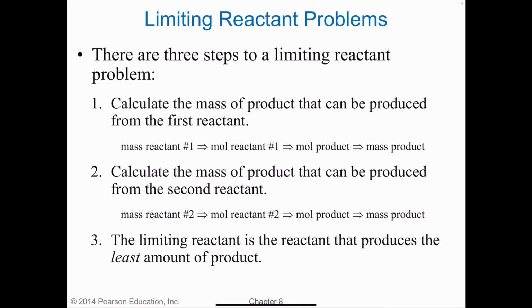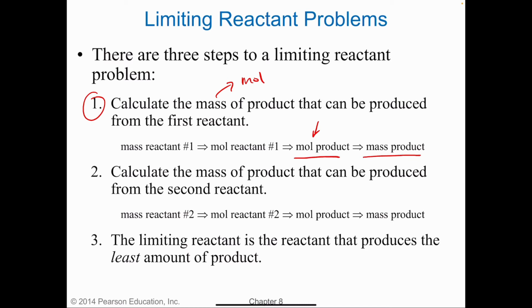So there's basically 3 steps to figuring out a limiting reactant problem, and there are actually different ways to do this. This is just one strategy, but I'll explain how you could simplify it a little bit. Number 1, calculate the mass of product that can be produced from the first reactant. And honestly, you could also do it for the moles of product. They've got you going from moles of product to mass of product, but you could also figure out the limiting reactant by just going to the moles of product.